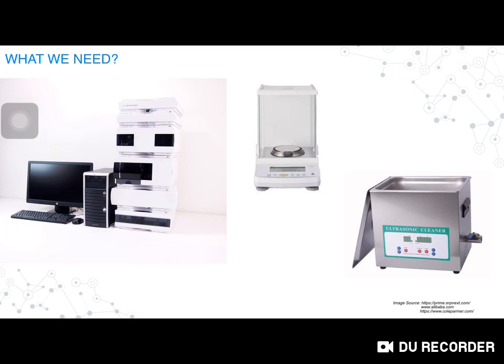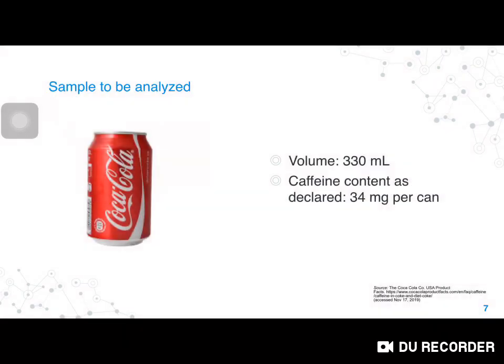The instruments to be used are an Agilent 1200 series high-performance liquid chromatograph, an ATY analytical balance, and a sonicator. The sample that was analyzed is Coca-Cola in a 330 ml can. The label declared 34 mg of caffeine and no benzoic acid in each serving.